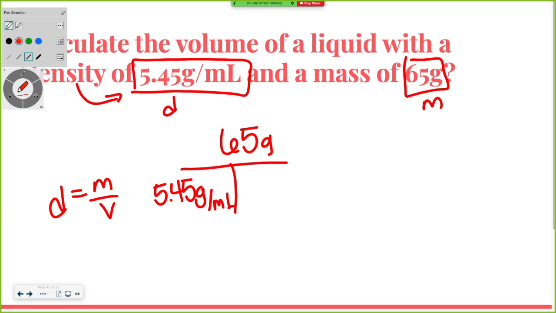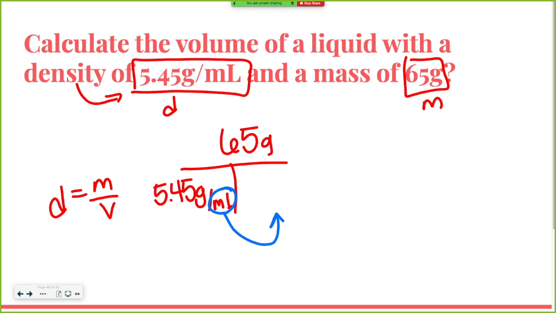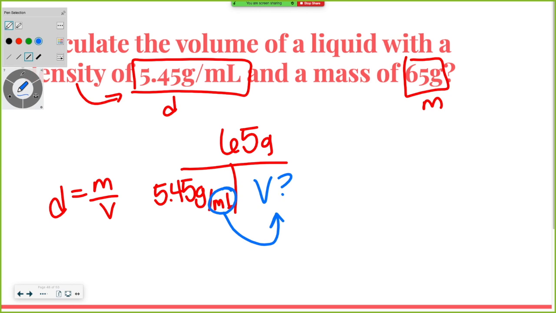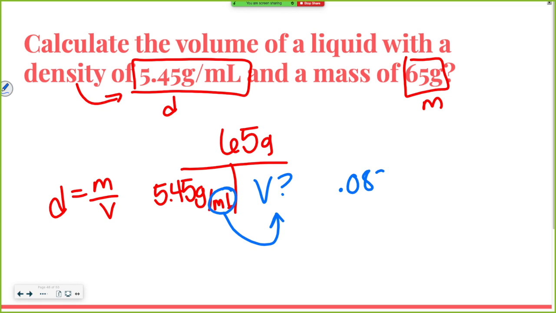Milliliters, yes, because we see right here, if density is by units of milliliters, then our volume will also need to be in milliliters. So what do I find my volume to be? Would you divide the density by mass or mass by density? Whatever's on top gets divided by what's on the bottom. Good question. So 65 divided by 5.45. Somebody that's punched it in. 0.0838446. Milliliters. Sorry, point... Oh yeah, that's... wait, right. 65 divided by 5.45. Yes.